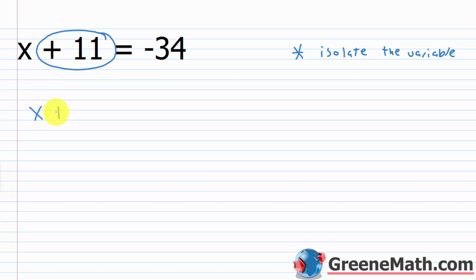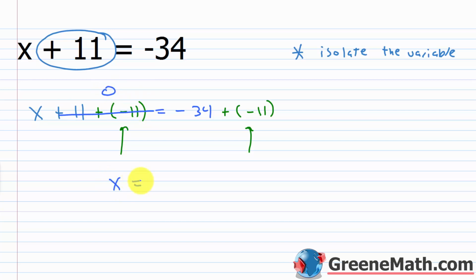So I'd have x plus 11 and then plus negative 11. Or if you want to, you could just put minus 11. It doesn't matter. It's the same thing. And then is equal to, you have negative 34. Because I did it over here, I've got to do it over here. Okay, you've got to maintain that balance. Again, that's the addition property of equality. You can add the same number to both sides of the equation. So over here, I can just cross this out and put a 0, right? It's just basically canceled. You're left with x, and this is equal to negative 34 plus negative 11 is going to be negative 45.